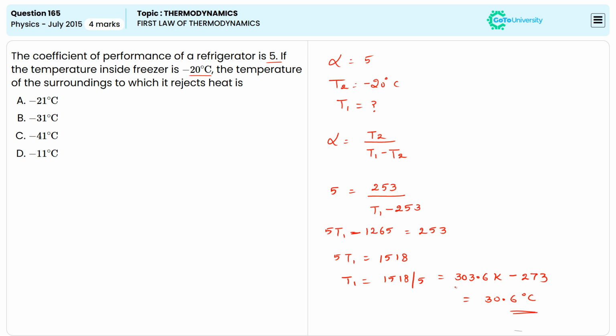Then since it rejects the heat, that is minus, the closest answer in the given options is option B, which is the right answer.